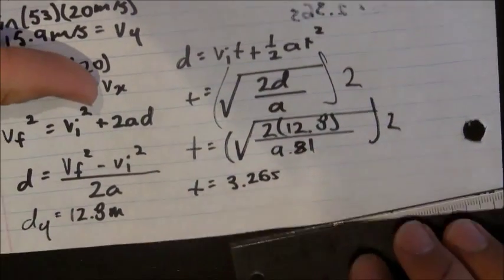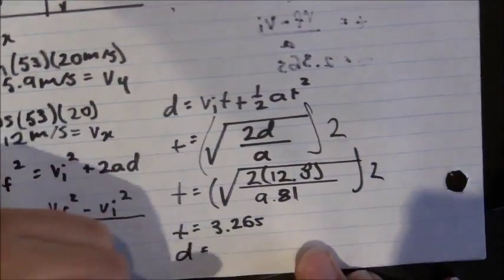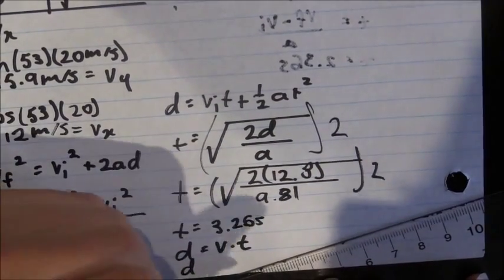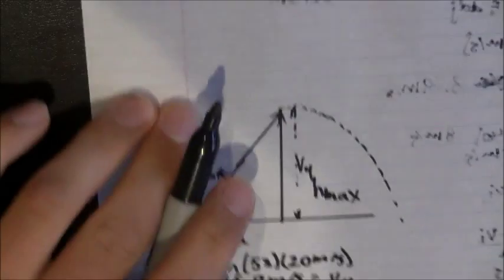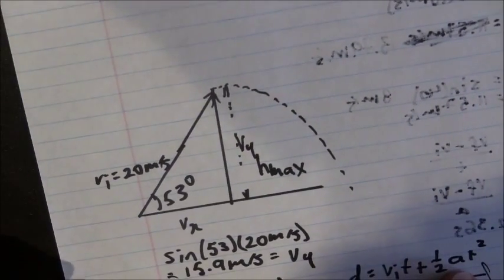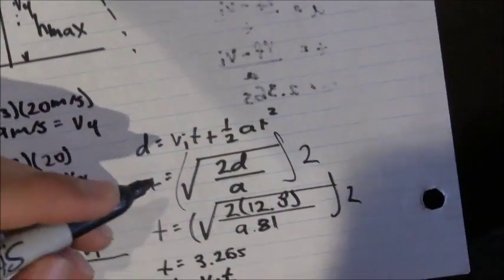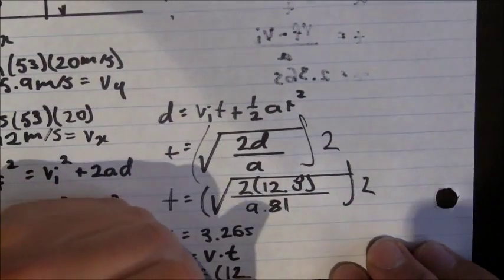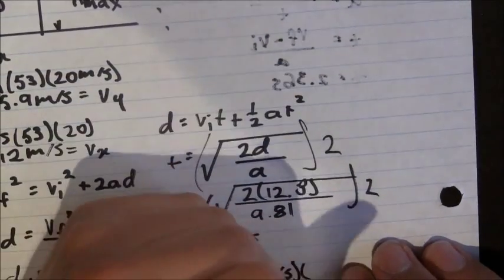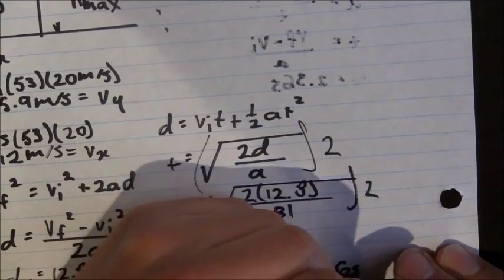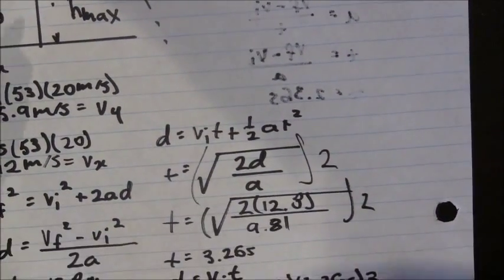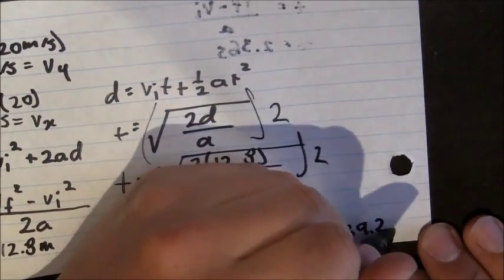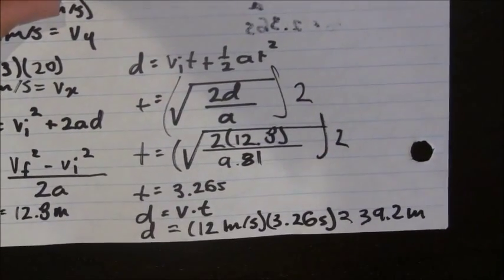And then we just go back to our uniform motion equation. We say d equals v times t, and to find the range, we just plug in our horizontal component. So I said that was 12 meters per second. 12.03 to be exact. Well, more exact. 12 meters per second times 3.26 seconds. And that'll give me a range of approximately 39.2 meters. And that's how we do range and maximum height problems.